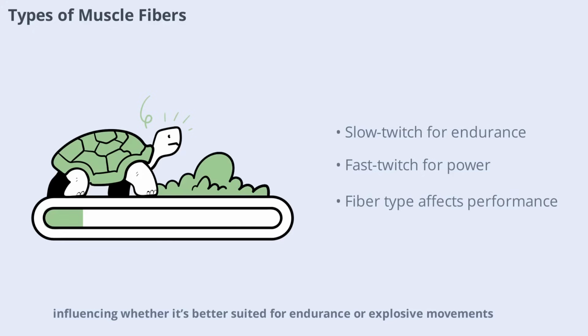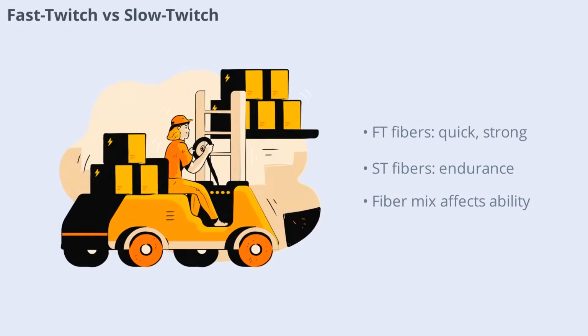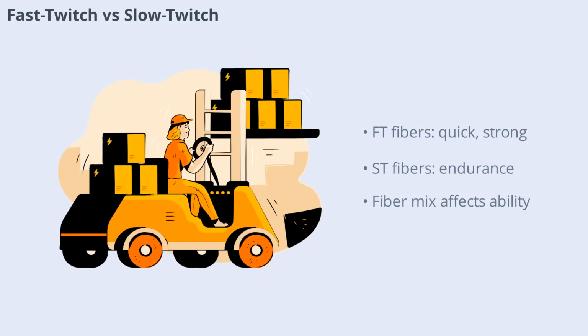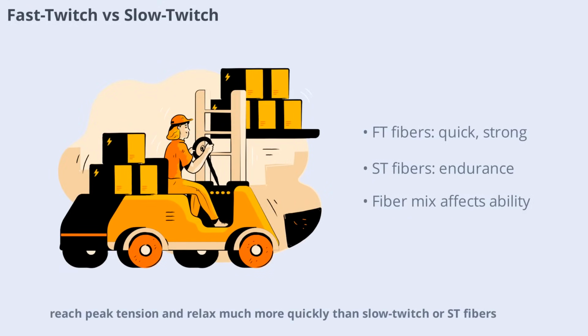endurance or explosive movements. Fast-twitch fibers, also known as FT fibers, reach peak tension and relax much more quickly than slow-twitch or ST fibers. FT fibers are capable of generating higher peak tensions, making them ideal for activities that require bursts of strength or speed, such as sprinting or jumping. In contrast, ST fibers are more resistant to fatigue and are better suited for activities like distance running or maintaining posture. The proportion of these fibers varies from person to person and can influence athletic abilities.